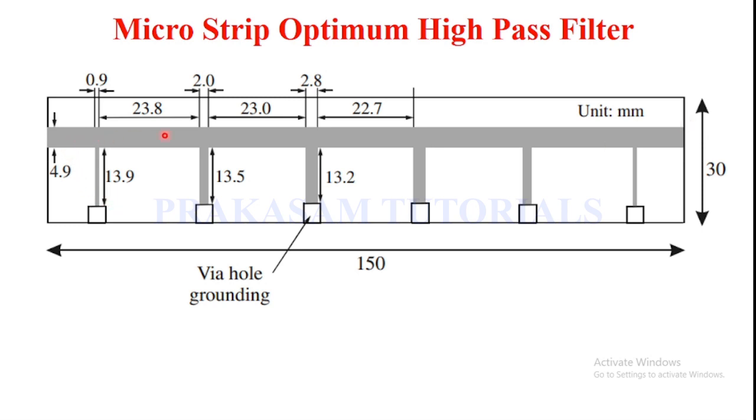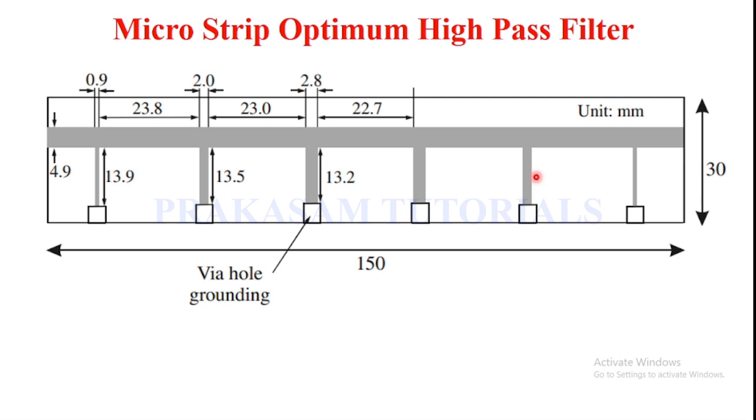So this is the main transmission line and its length is 150 mm, and these are the via hole grounds. These are the inductive and capacitive elements: capacitor, inductor, capacitor, inductor, capacitor, inductor elements.